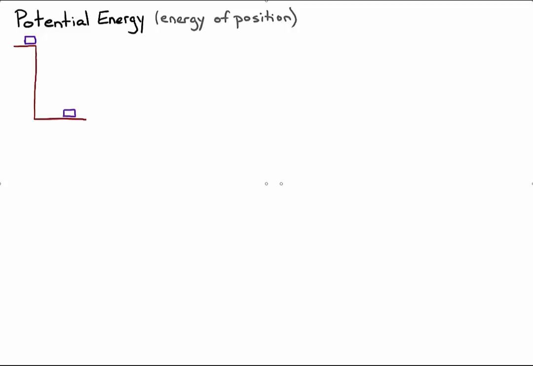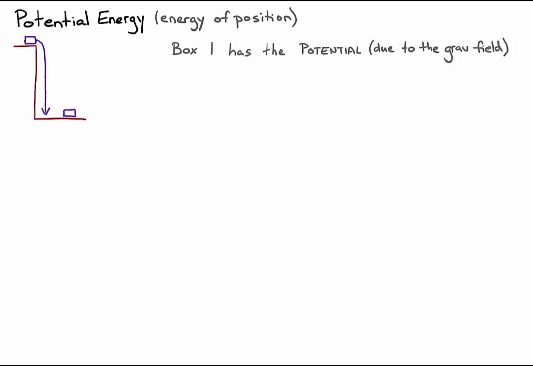However, with just a little push, the box at the top of the cliff can rapidly acquire a great deal of kinetic energy. By contrast, it would take a lot of effort from a lot of external forces to give box 2, that's at the bottom of the cliff, the same amount of kinetic energy. You could say that box 1 at the top of the cliff has more potential to acquire kinetic energy than box 2.